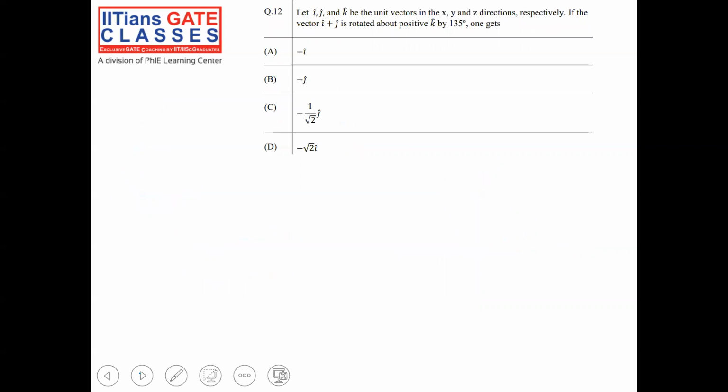Coming towards next question. This question is from the vectors topic. Here i, j, k are the unit vectors given along x, y, z direction. So let's say this is x direction, this is y direction. Suppose the direction k is perpendicular to this plane of paper pointing upwards. If the vector i plus j is rotated about k by 135 degrees, one gets, and they have given us the 4 options. So we know, let's say this is i and this is j.